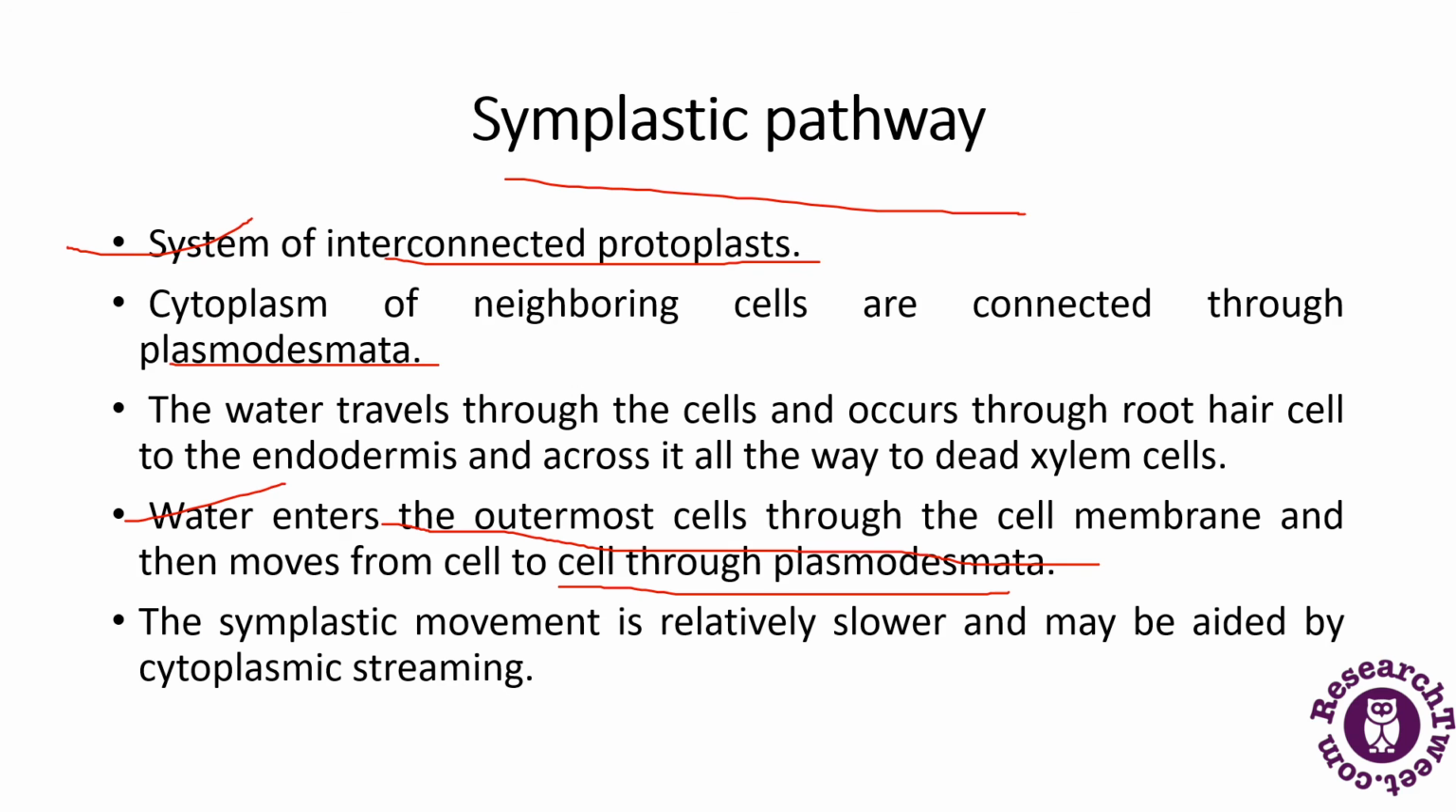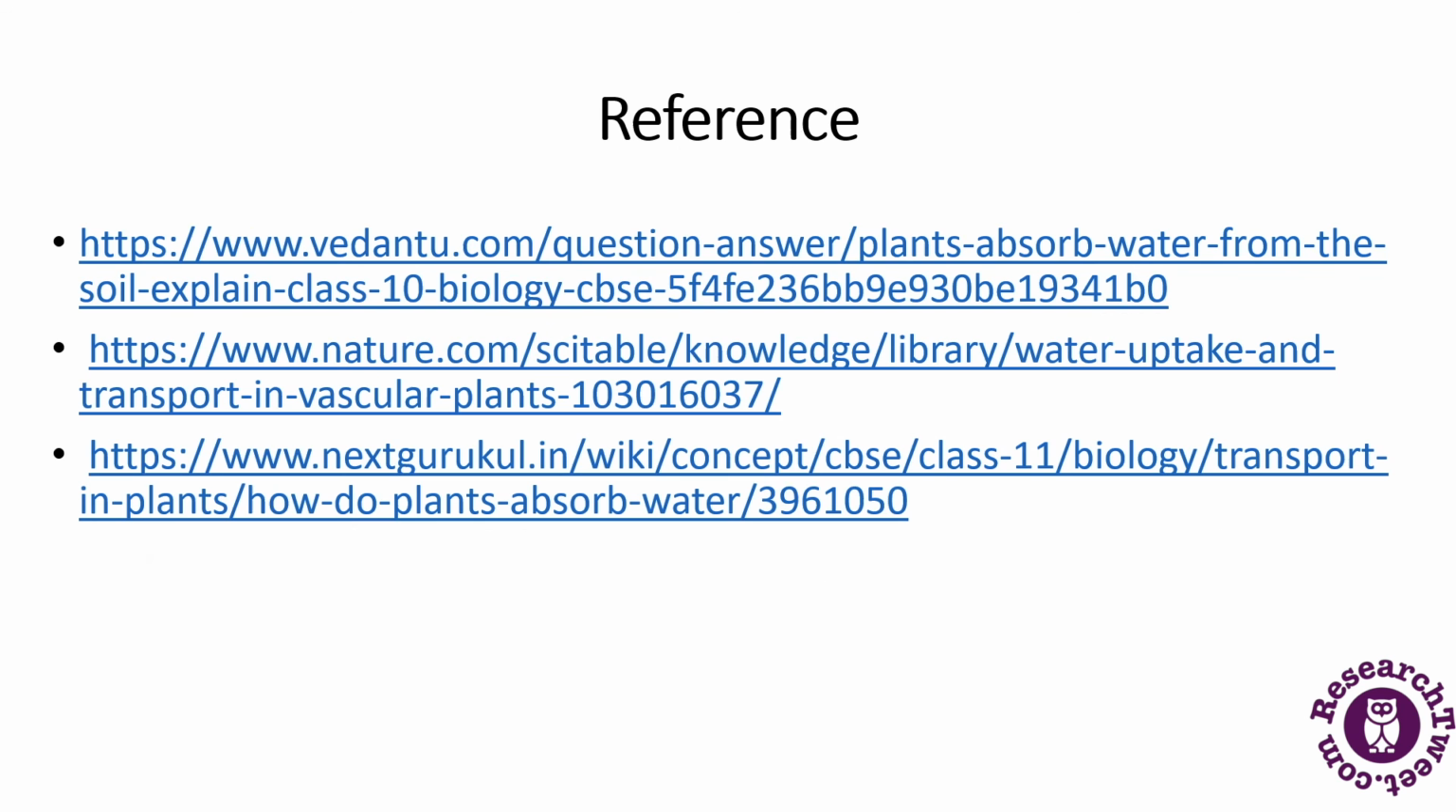Symplastic movement is relatively slower and may be aided by cytoplasmic streaming. So this was all about how plants absorb water through the two pathways.